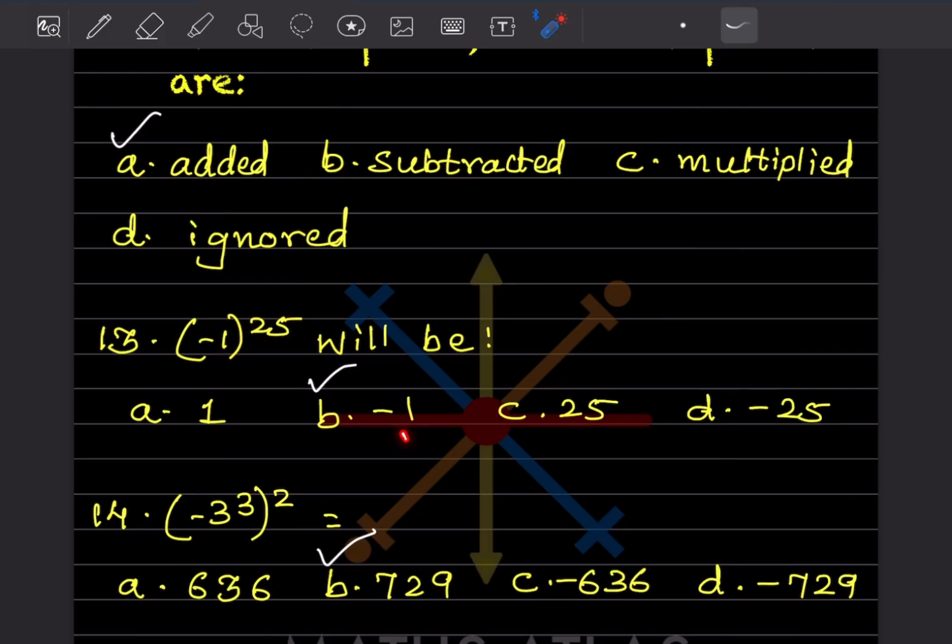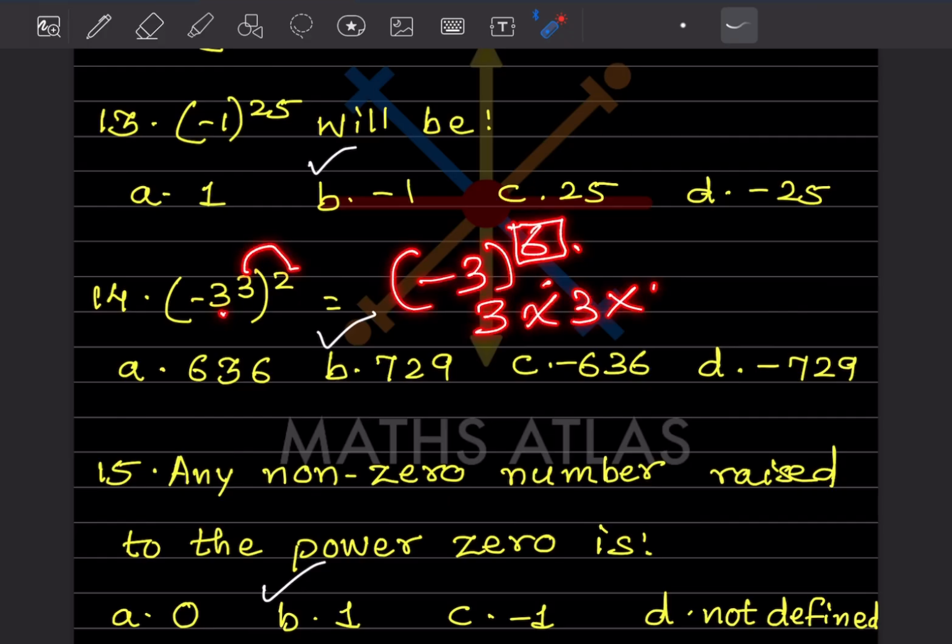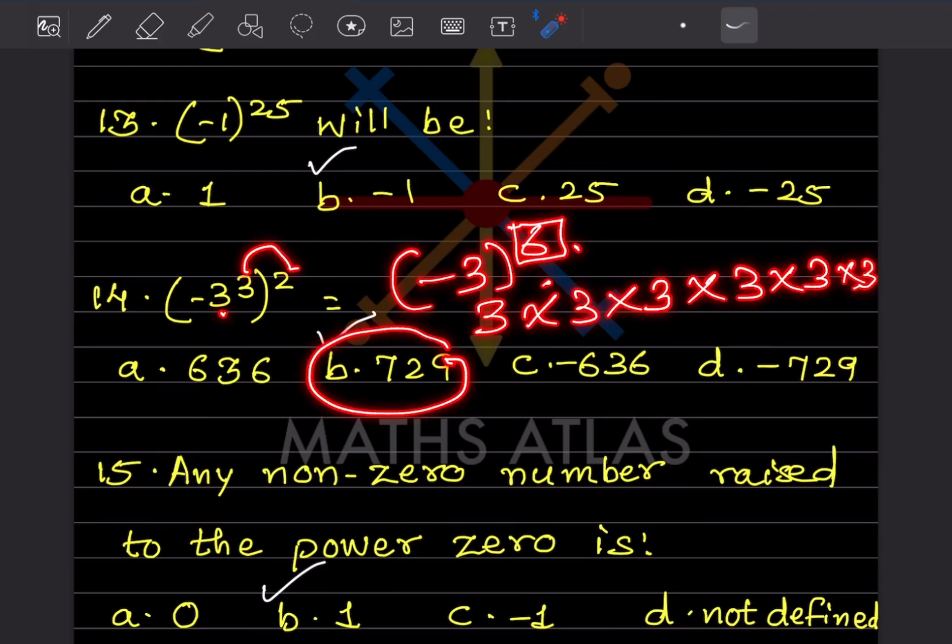So -1. Now here, for -3 raised to 6, this is an even number, so the answer is going to be positive 1. So 3, you are going to multiply 6 times. After multiplying 3 six times, you get 729. That is a positive 1.